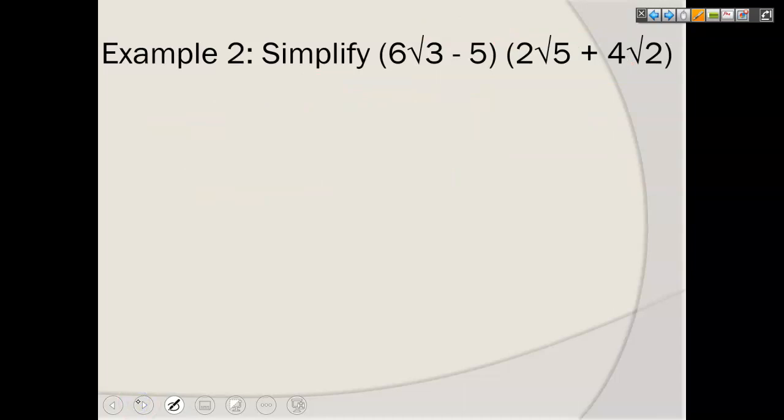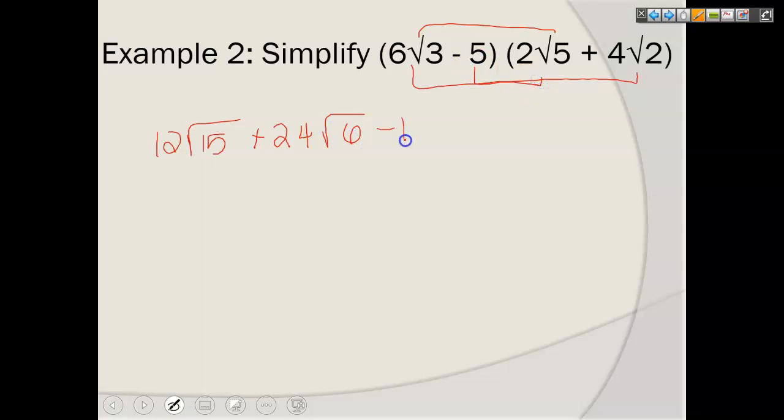Let's multiply again. There will be times where you have no like terms and no perfect squares underneath. There will also be times where you will have like terms or you will have perfect squares underneath and you will need to simplify them further.